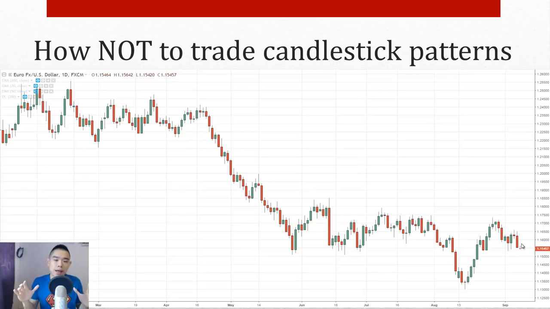But first, the message I'm trying to bring over here is that you don't want to trade candlestick patterns in isolation. What is isolation? It means you don't want to trade candlestick patterns by themselves. Just because the candlestick is green, it doesn't mean you go long. Just because it's red doesn't mean you go short. That's what I mean by isolation. So don't trade candlestick patterns in this manner.